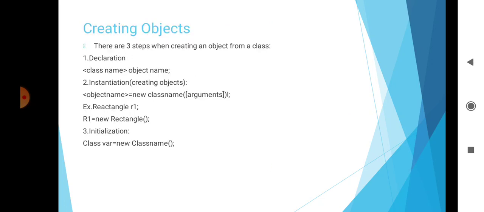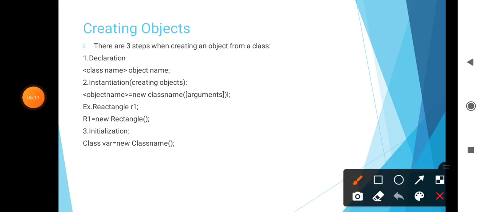Then creating objects. There are three steps when creating an object from a class: declaration, instantiation and initialization. Here is the declaration of objects: class name, object name. Suppose the class name is Student, then the object declaration is Student S1. S1 is the object name. Then instantiation, creating an object: object name is equal to new class name and argument list.